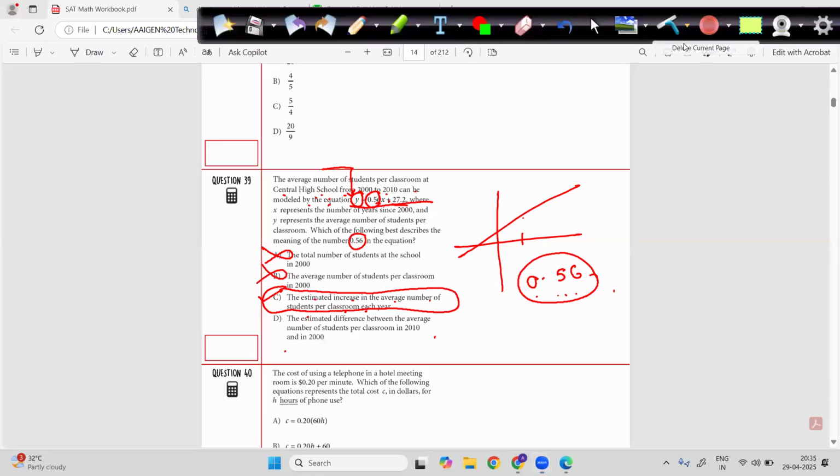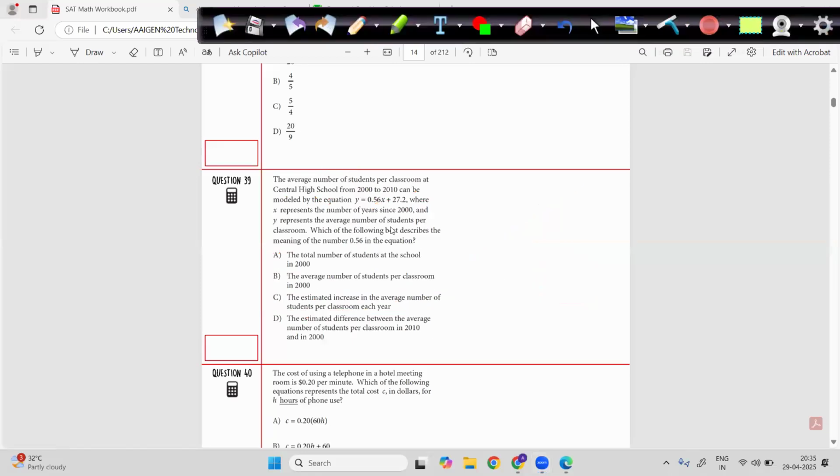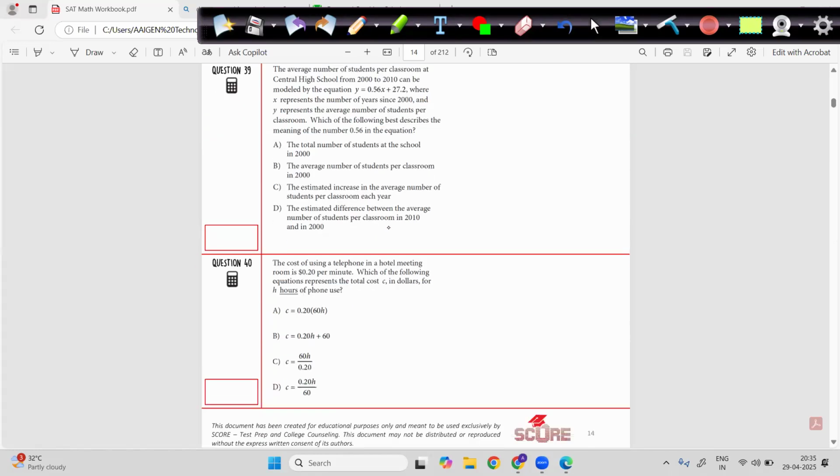Slope. What is the slope? Change in y when x changes by 1 unit. What is y here? Average number of students per classroom. Since the slope is positive, the increase in the average number of students per classroom each year should be your answer. Now come to the options. No one can stop you from making it correct.